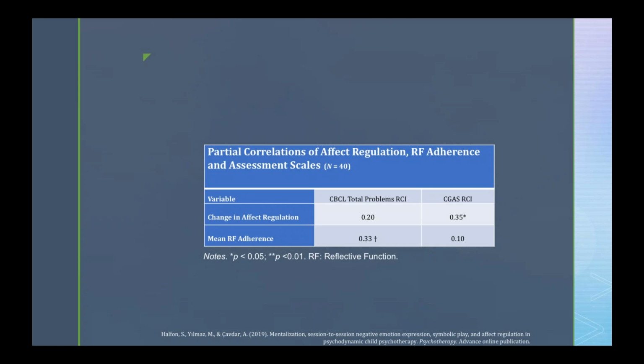And we've chosen mentalization because it's theoretically and also empirically closely associated with affect regulation. And we found that mentalization promotes affect regulation, and particularly expressing negative feelings in the context of mentalization promotes affect regulation, which gives an evidence base to psychodynamic treatment models.